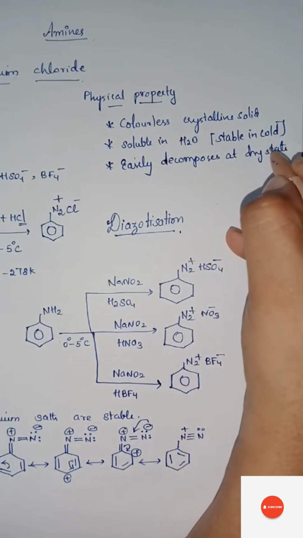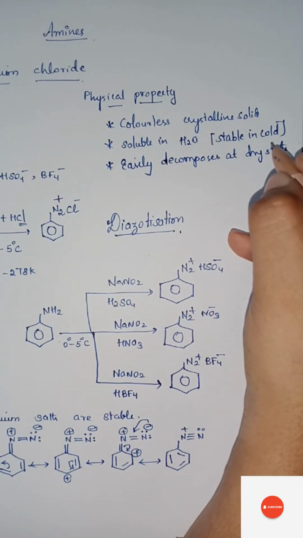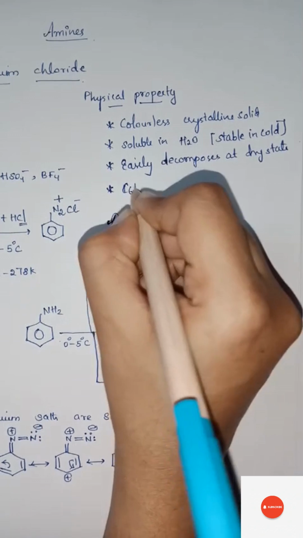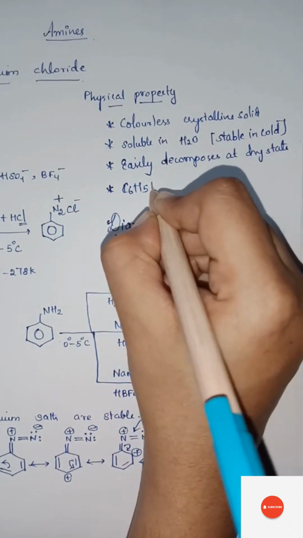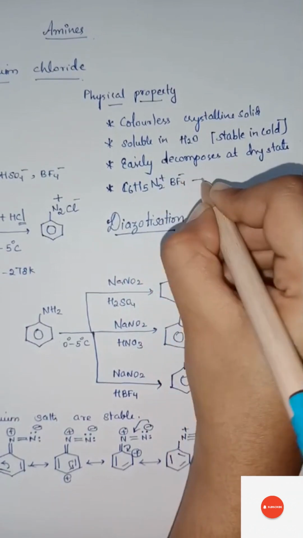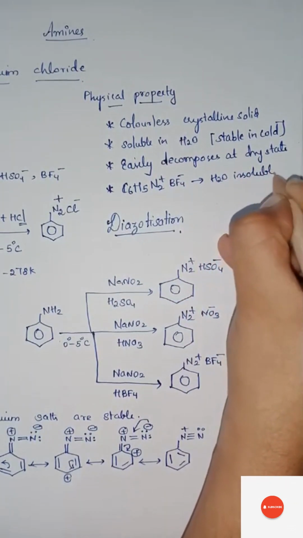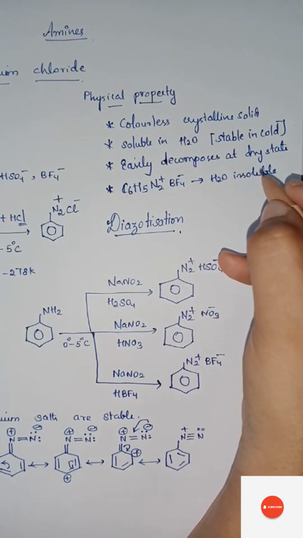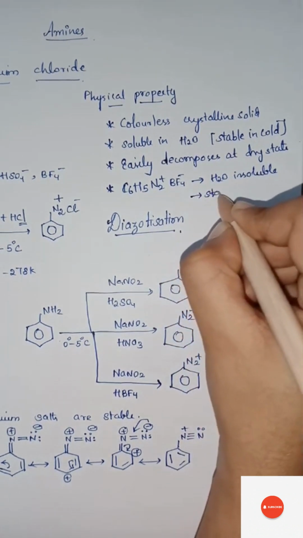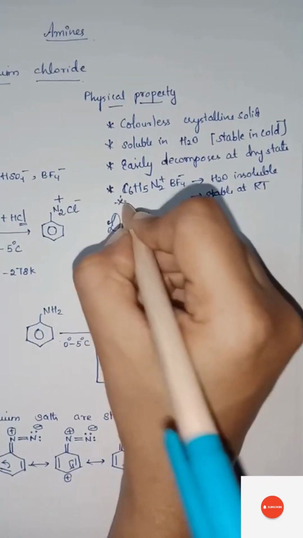In the dry state it will decompose, right? So the benzene diazonium fluoroborate, C6H5N2+ BF4-, alone is water insoluble. Remaining all whatever we have discussed, it is soluble, and another condition, it is stable at room temperature. That is the exceptional part we have to learn.